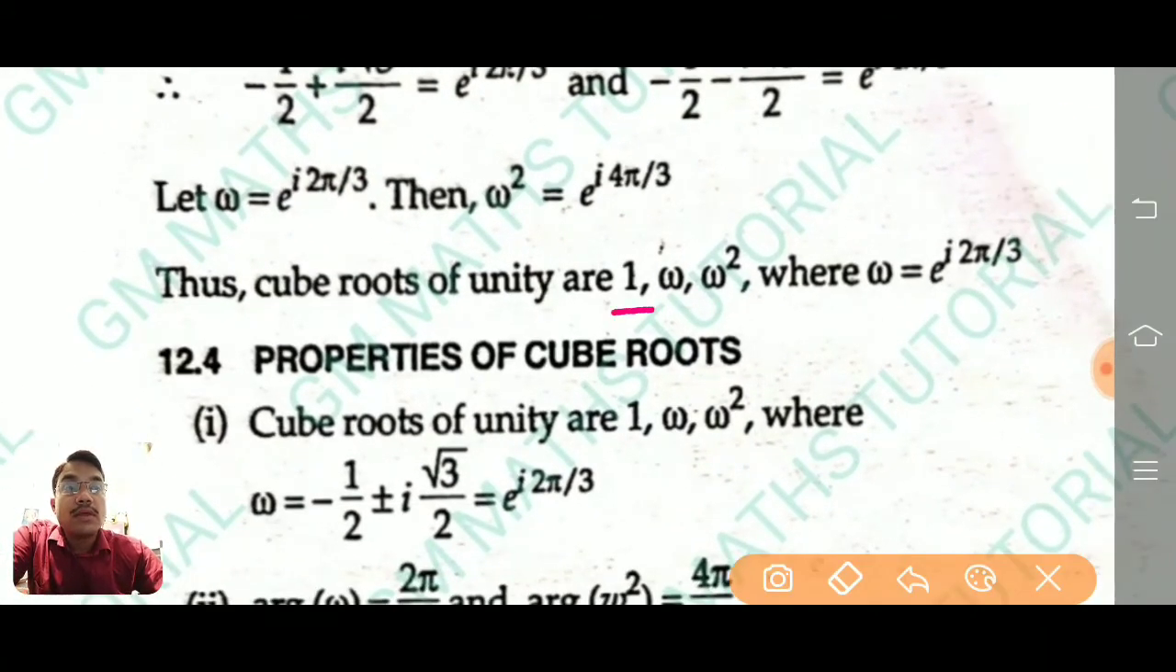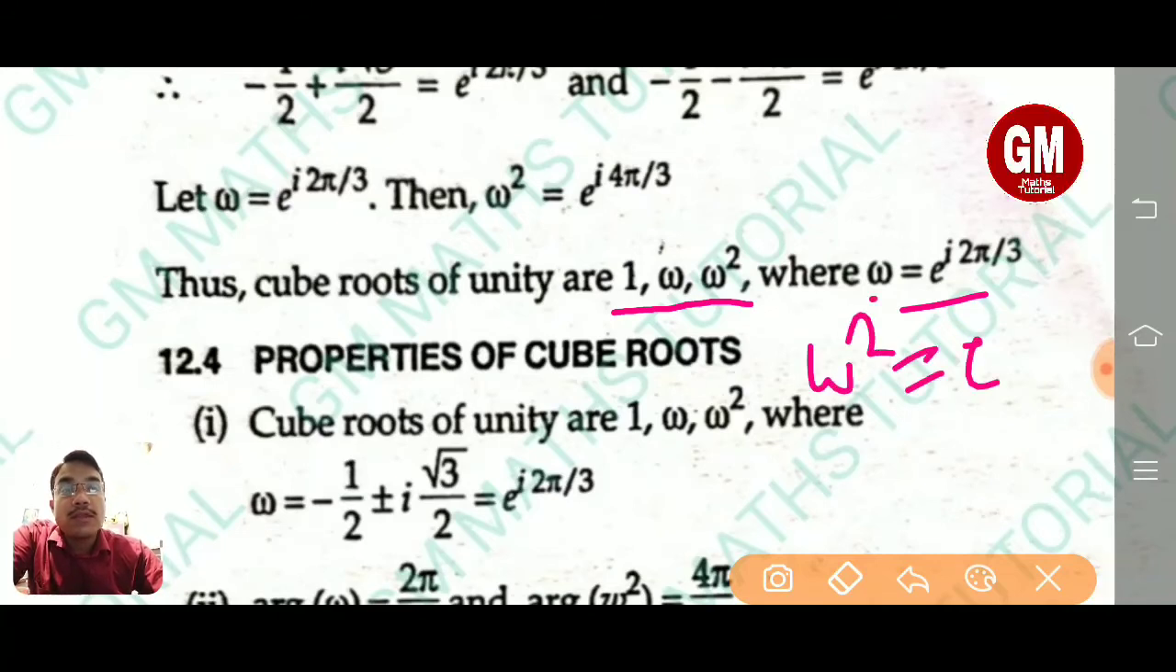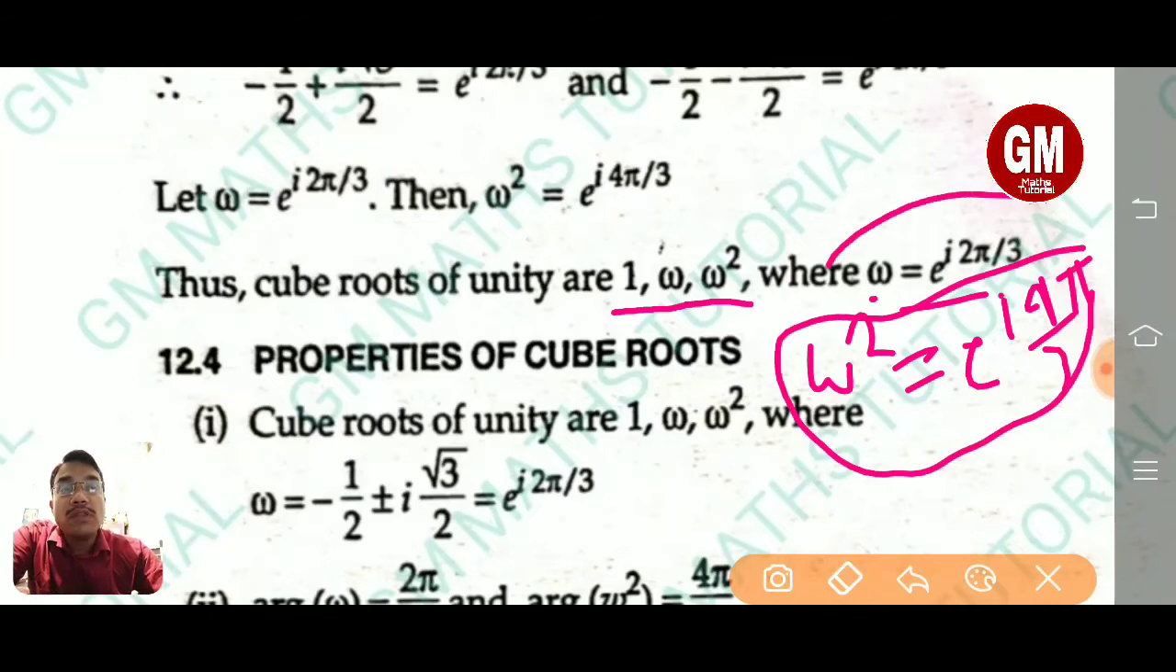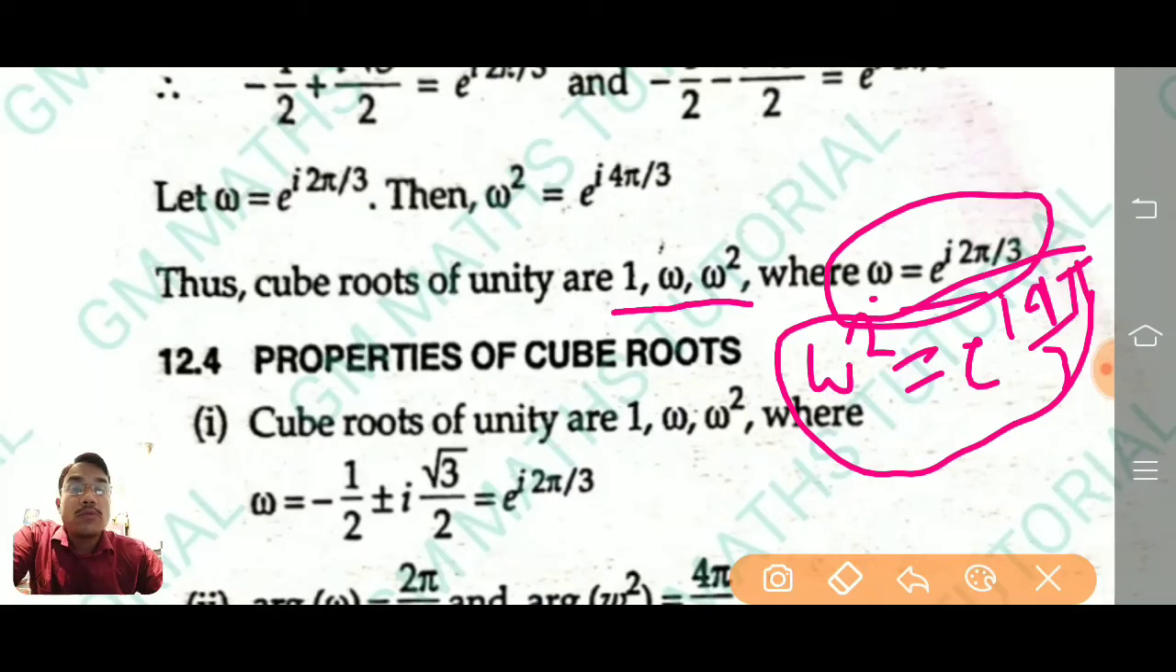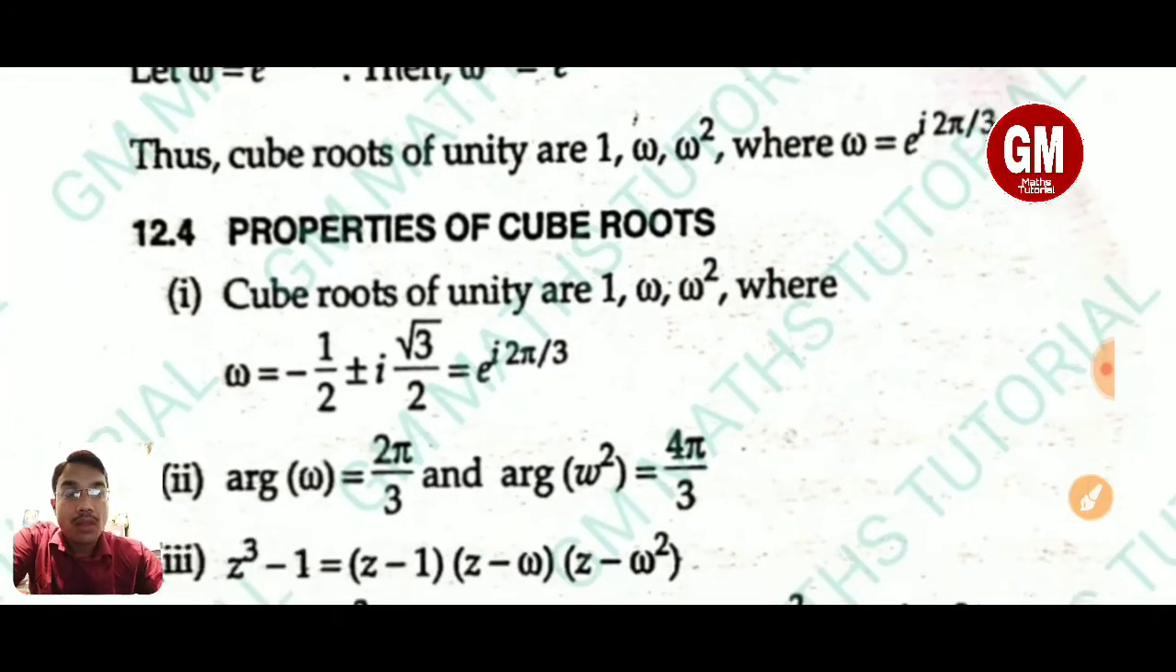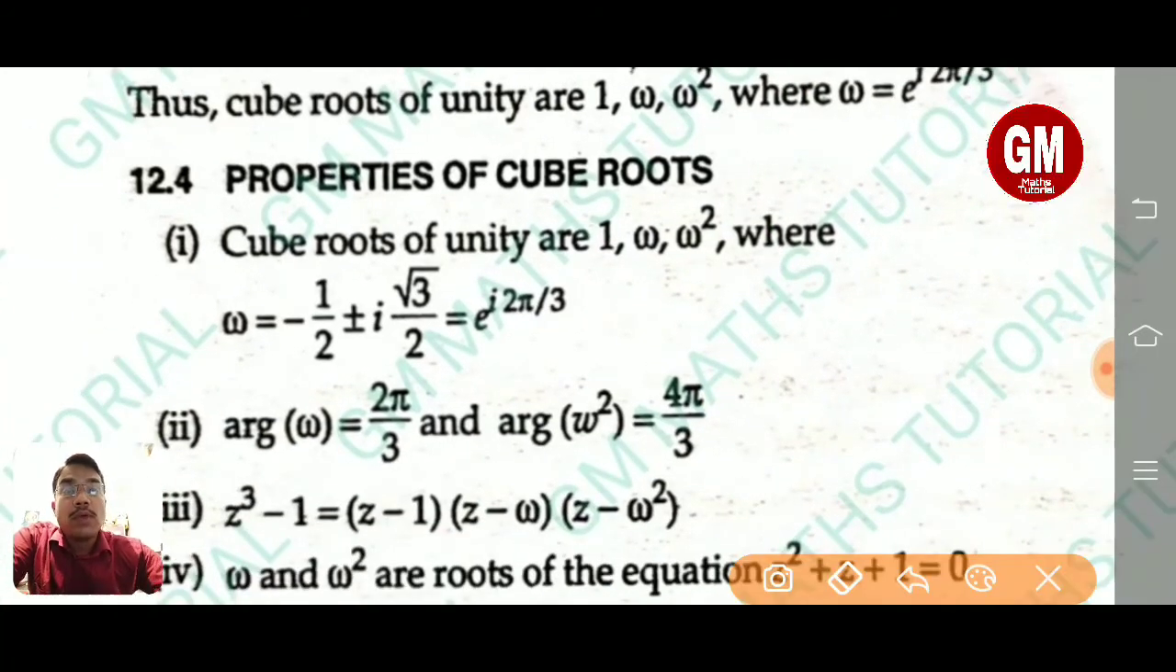Now we see that omega and omega square are roots, where omega is e^(i 2pi/3). Similarly, if we take the square on both sides, we get e^(i 4pi/3). I think you should remember only omega, then you can get omega square. Now, some properties. The new topic is properties of the cube root, which is very important from the point of view of competition classes and competition questions, which have more importance.